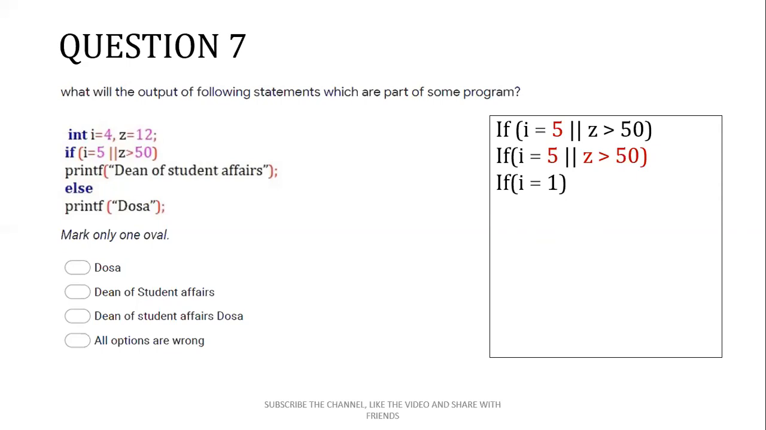There is no need to evaluate the right operand of the logical or operator. The right operand of logical or will be evaluated only when the left operand is 0. Remember this concept always. Okay, so this value 1 will be assigned to I, and this will be the final value of the expression. So if 1 is non-zero, the condition is satisfied. So the statement inside the if block will be executed and the answer will be Dean of Student Affairs. Okay, so you have to mark it.